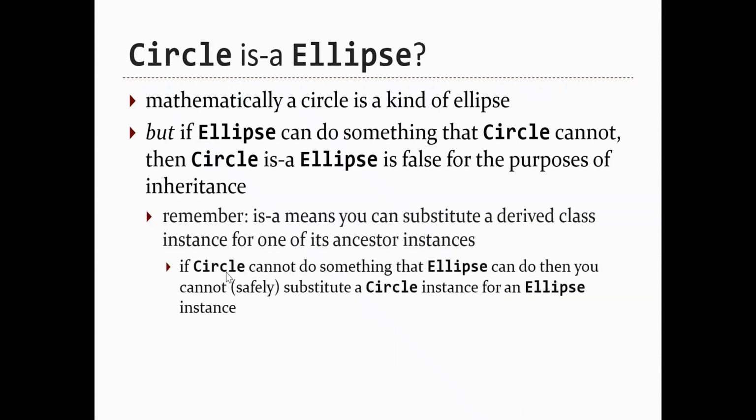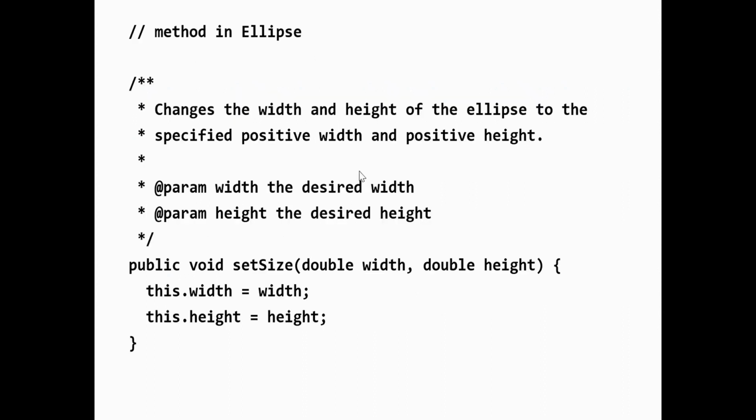So if circle cannot do something that an ellipse can do, then you can't safely substitute a circle instance for an ellipse instance. For example, this is an ellipse. In ellipse, we have this method called setSize. It changes the size of the ellipse.